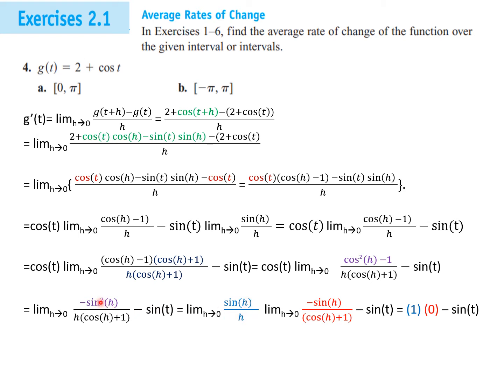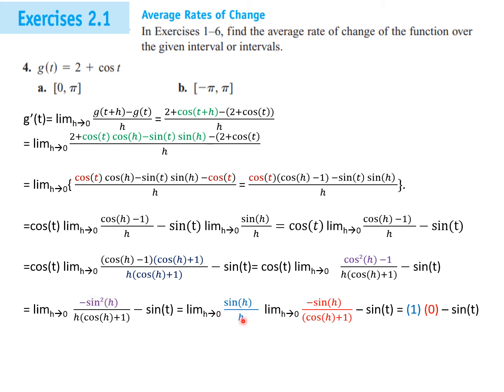The second sine h, we'll group it with the denominator that contains cosine h plus 1. So this will be limit as h goes to 0 of sine h divided by h, multiplied by limit as h goes to 0 of negative sine h divided by cosine h plus 1. One more time. These two denominators, if we multiply them together, they will give us the denominator over here. And the numerators, if we multiply them, they will give us negative sine square h.